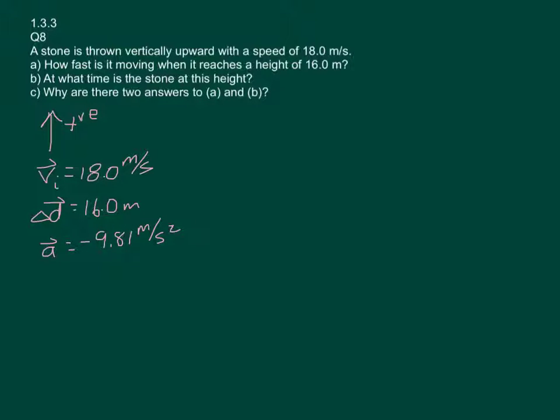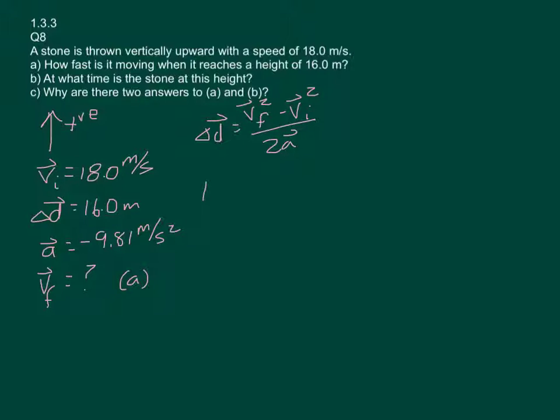How fast is it moving when it reaches the height of 16? So velocity final. That's what we want to know in part A. So let's figure that out first. So see VF, VI, D and A. I have the velocity squared one. So delta D equals VF squared minus VI squared all over 2A.